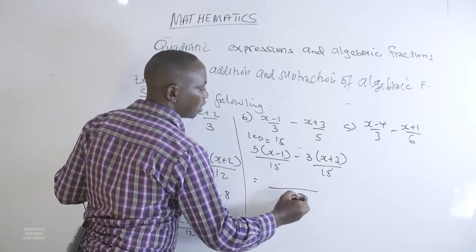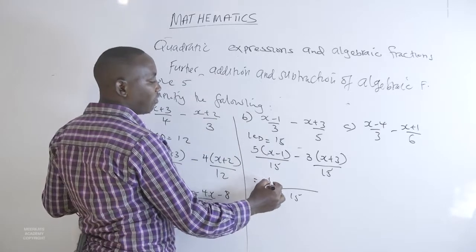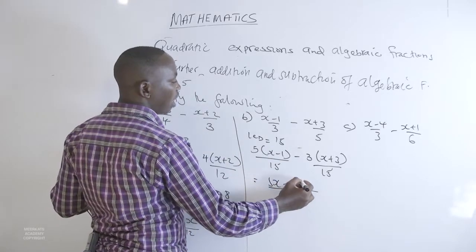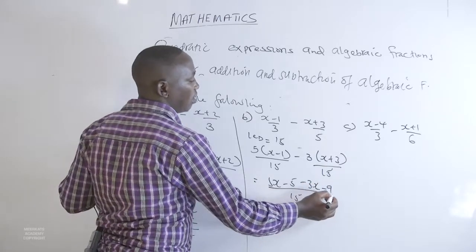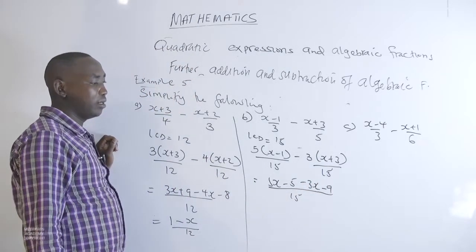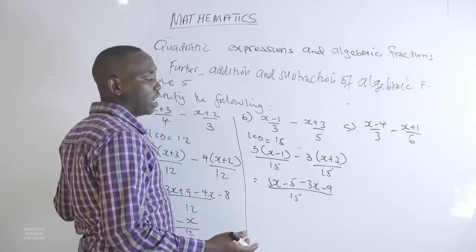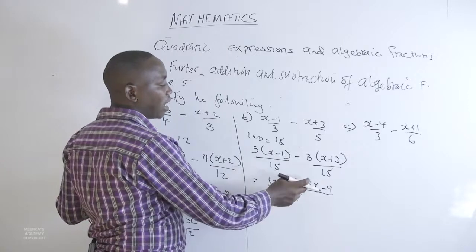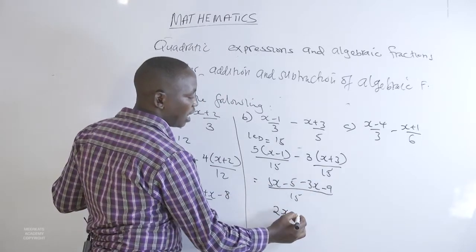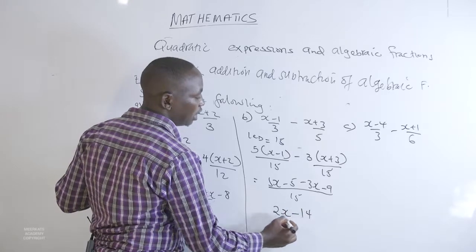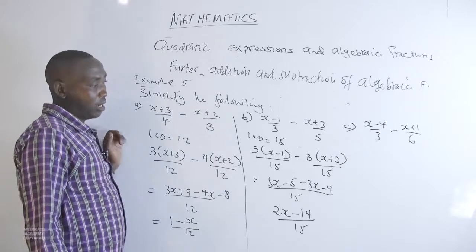This will give us the denominator, which is 15, and you expand the brackets. This will be 5x subtract 5 minus 3x, still minus 9. Then you finally move in and do the addition and subtraction. So 5x minus 3x will give us 2x, minus 5 minus 9 will give us minus 14, all of this divided by 15.